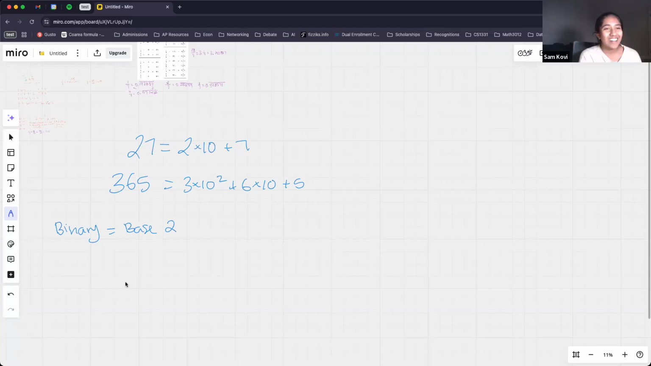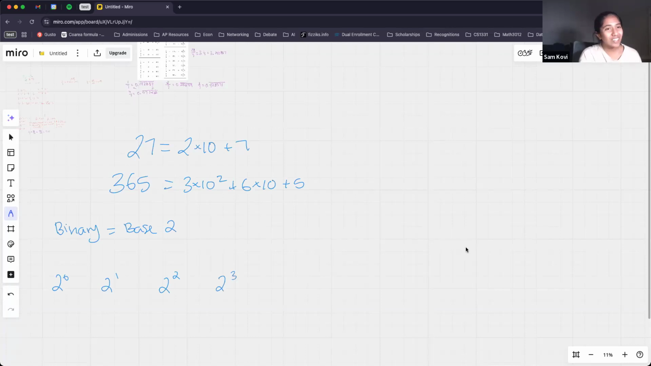So we'll take a look at how to convert to binary. In binary, we start with 2 to the power of 0. Then our next digit is 2 to the power of 1. The next digit after that is 2 squared. After that is 2 cubed, and then 2 to the 4th.